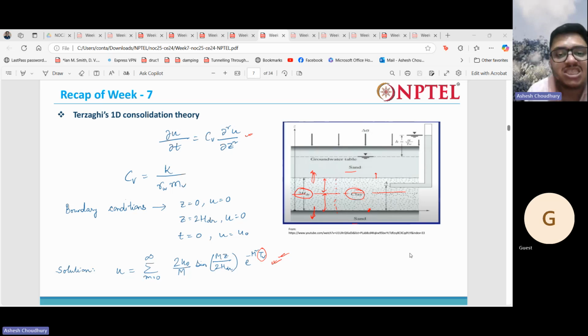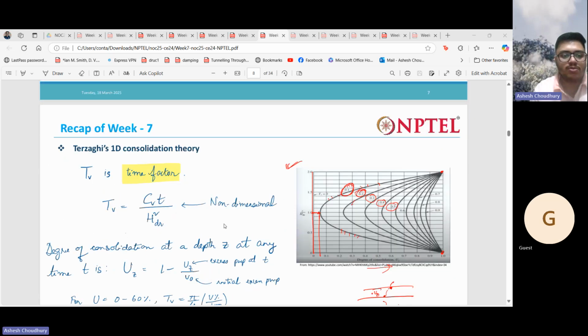Okay, so this is the standard one-dimensional consolidation equation. It's very important: ∂u/∂t = Cv ∂²u/∂z². One-dimensional because we are considering the flow of water, the drainage of water, only in the vertical direction, only one direction. That's why one-dimensional.